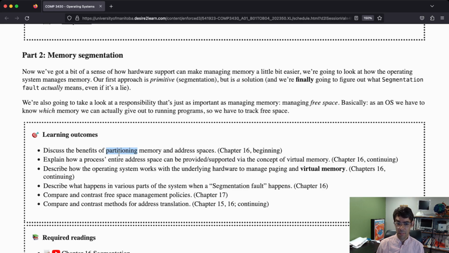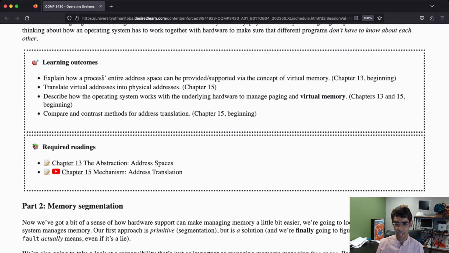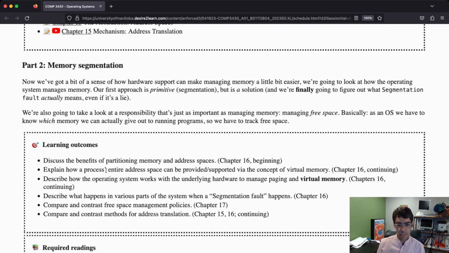So segmentation, we've got 2 or 4 segments. Those are different ways that we can partition virtual address spaces. So discuss the benefits of partitioning memory and address spaces is pretty related to explain how a process's entire address space can be provided or supported via the concept of virtual memory. This is continuing in this part of week 5 because we're moving from base and bounds into segmentation.